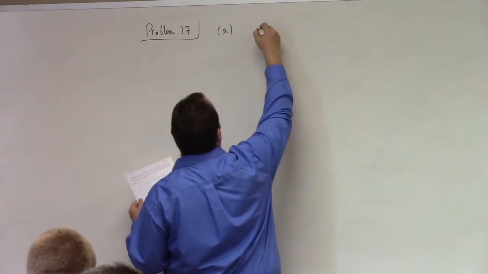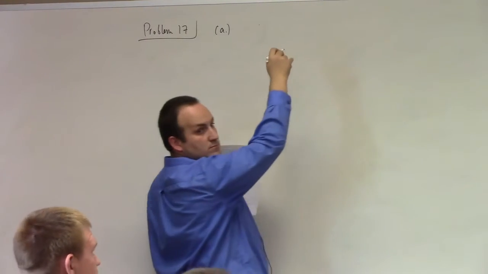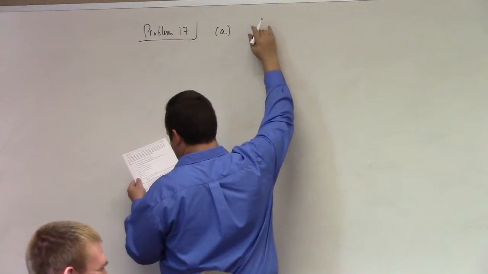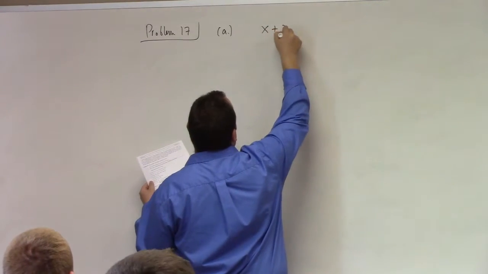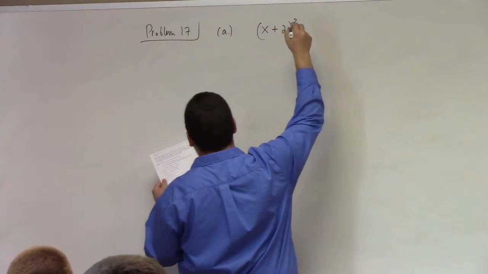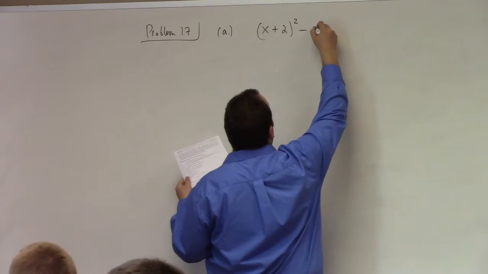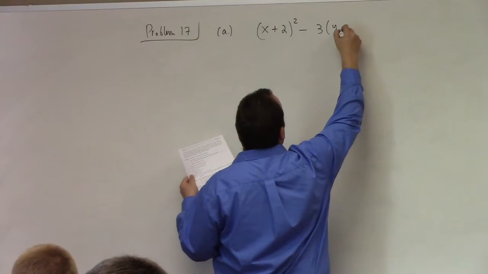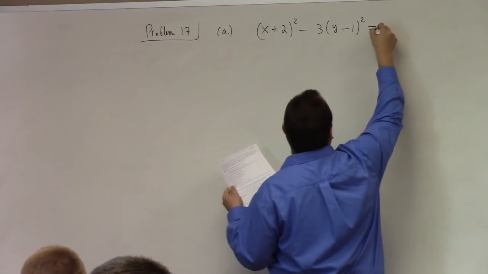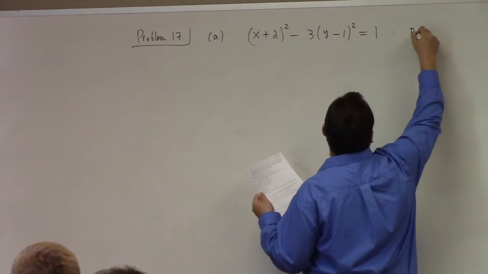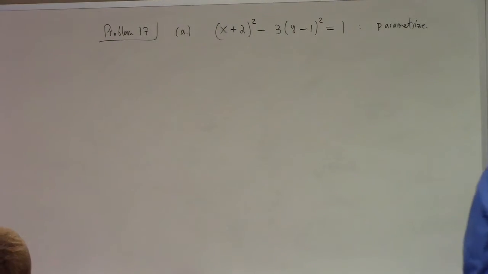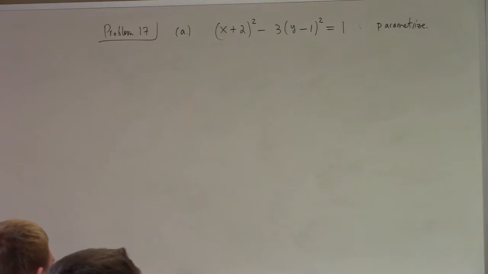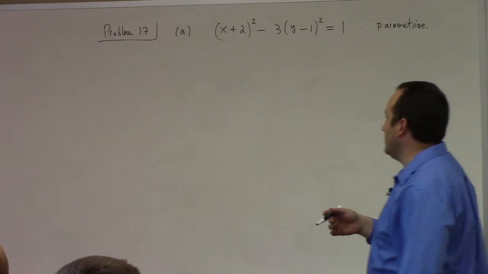So here's one. What if I had (x plus 2) quantity squared minus, here I'll make it different, 3 times (y minus 1) quantity squared equals 1. I want to parameterize this. It's basically a hyperbola. I mean, it is a hyperbola. It's just not a standard one because of that 3.